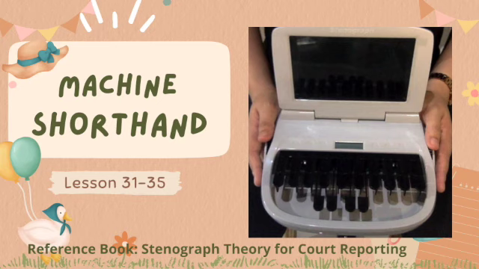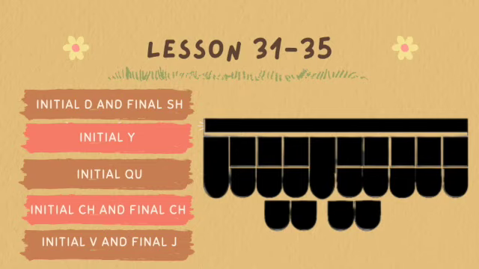It's conflict-free. Later on, I will also be sharing what I have learned from standard real-time theory in this channel, after I finish all the lessons for the reference book that I am using right now. Okay? So in lessons 31 to 35, we will be learning about initial D and final SH, initial Y, initial QU, initial CH and final CH, as well as initial V and final J.